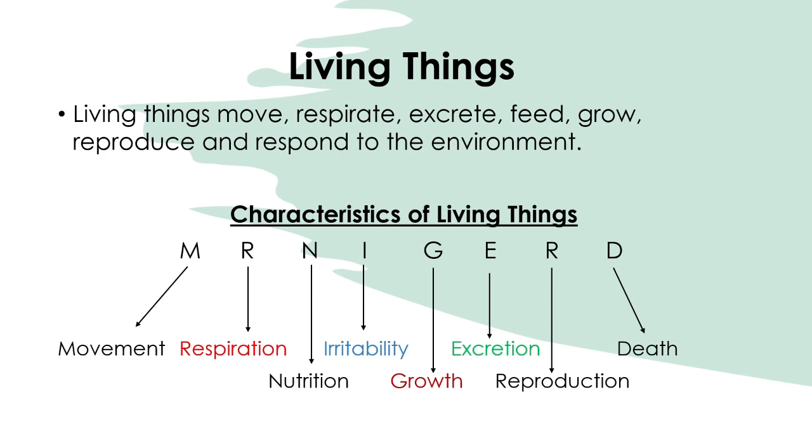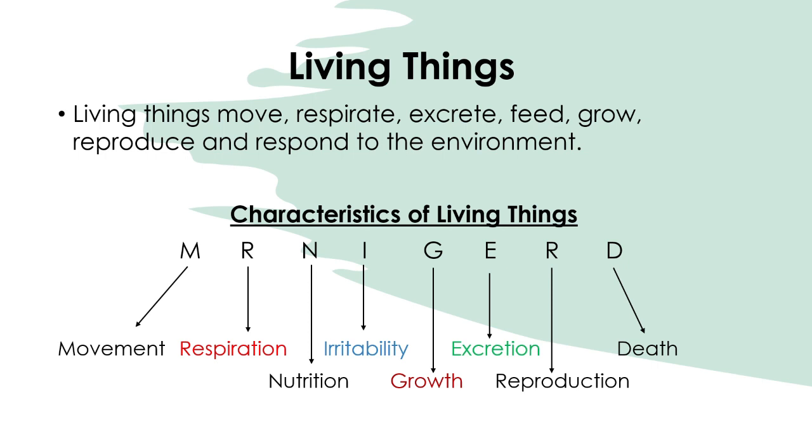Respiration. Respiration can be classified into breathing and production of what? Energy in the body. Plants have no complex organ for breathing, while animals have complex organs. N stands for nutrition, what we take in, what we eat to make us grow.